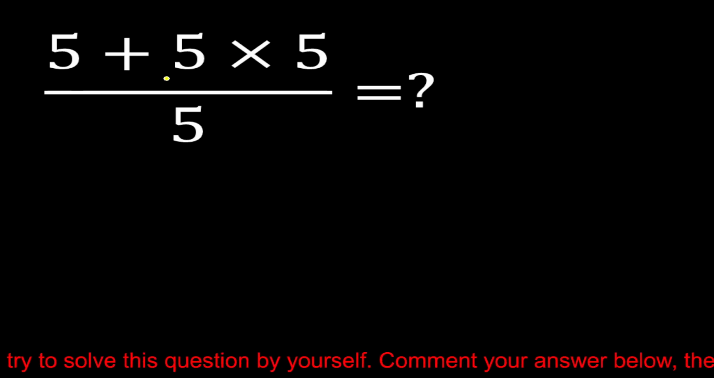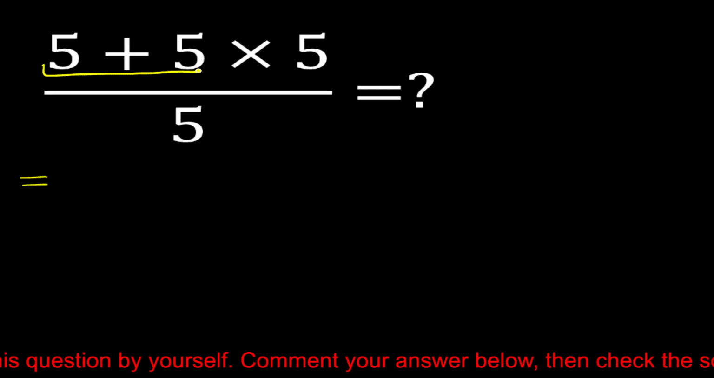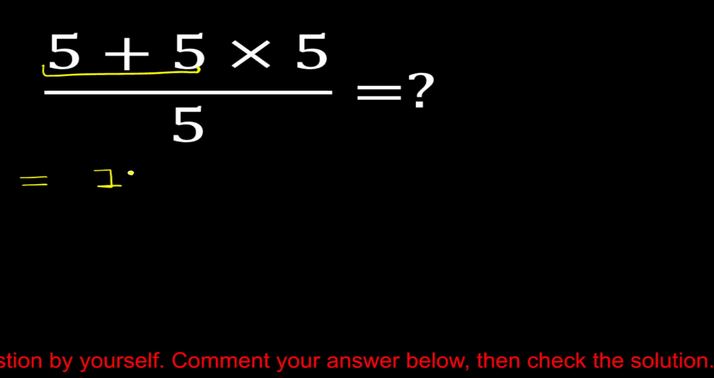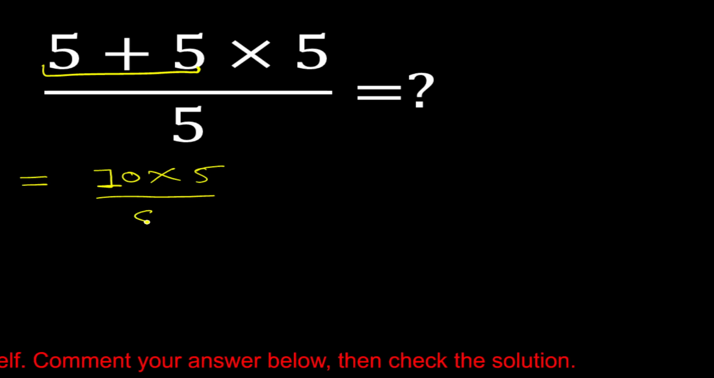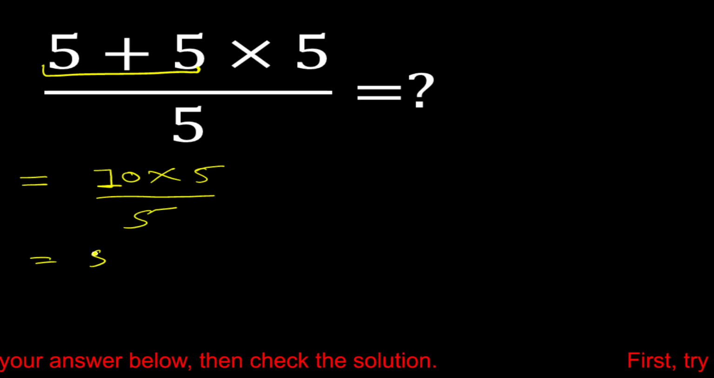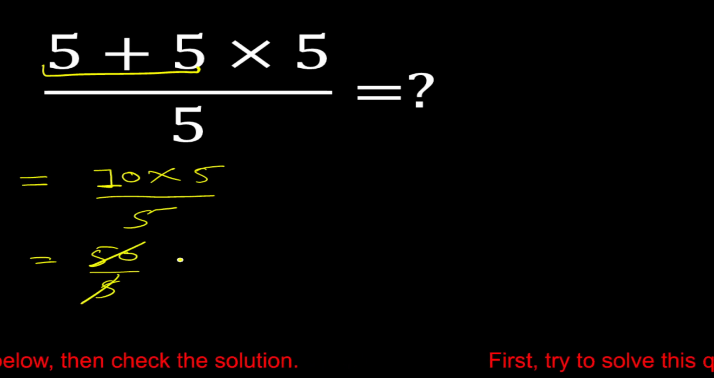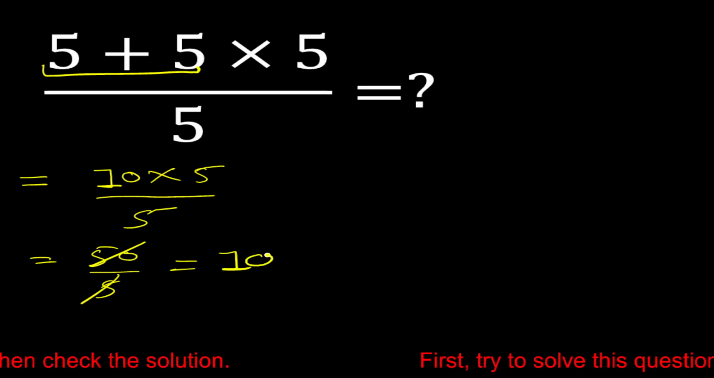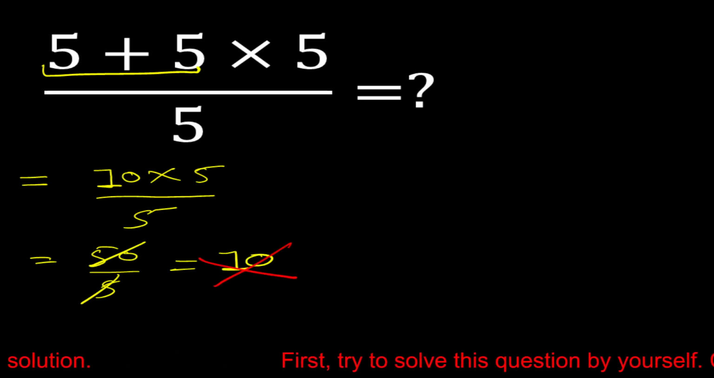So, most people solve this question like 5 plus 5 is equal to 10, multiply 5, 10 divided by 5. So, 10 multiply 5 is equal to 50 divided by 5. Now, 50 divided by 5 is equal to 10. Okay, but this answer is not correct. This answer is completely wrong.